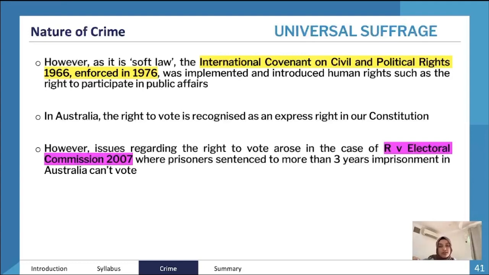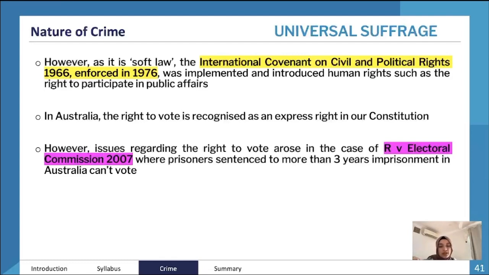The International Covenant on Civil and Political Rights 1966 was enforced in 1976 and was implemented and introduced basically human rights such as the right to participate in public affairs, saying that, okay, you are somebody that's living in this country, you're impacted by the decisions made by the government, so you have the right to choose who you vote into government. In Australia, the right to vote is recognised as an express right within our constitution, so that's going to be very difficult to change. Taking something out of the constitution is very, very difficult because if you remember anything from prior studies, you may remember something called a referendum, which needs to be held in order to change that.